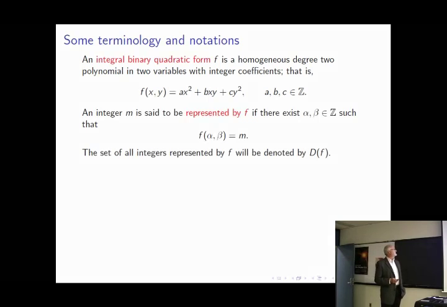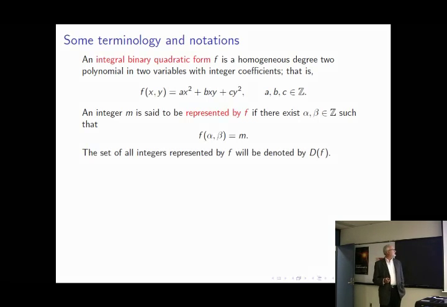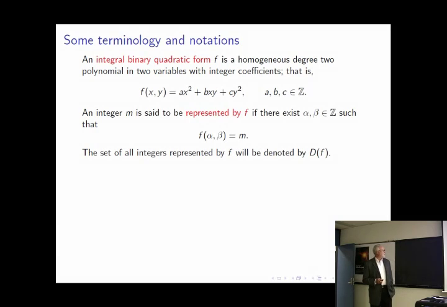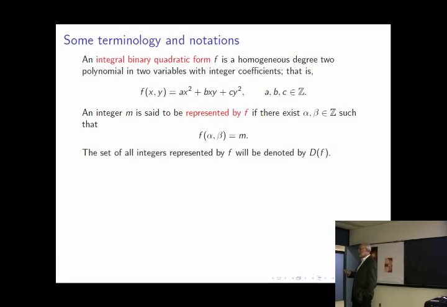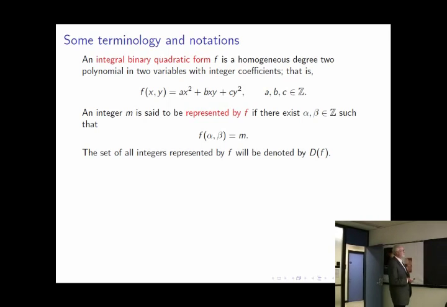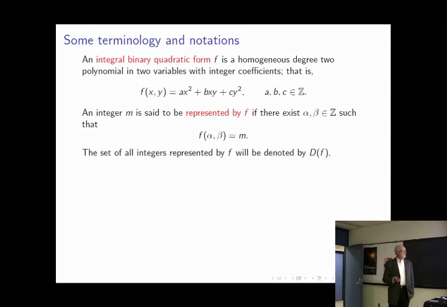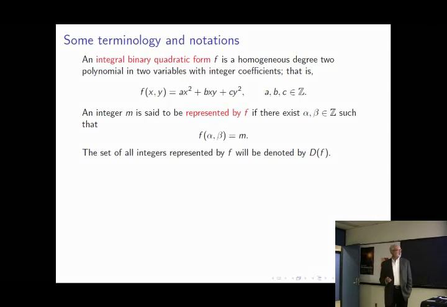The classical language is to say that an integer m is represented by f when you can substitute values, I call them alpha and beta here, in for the indeterminates x and y and produce that number m as the result. And the set of integers represented by f, I'm going to denote just by this notation D_f.